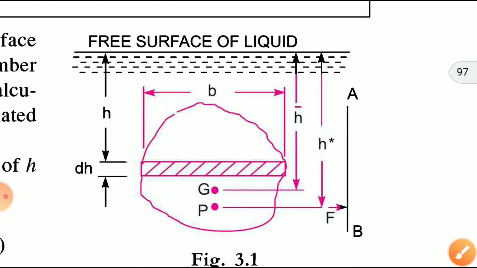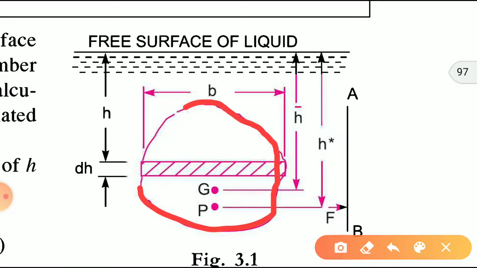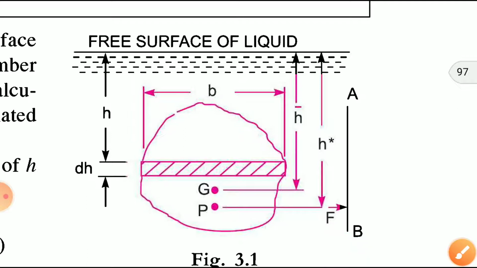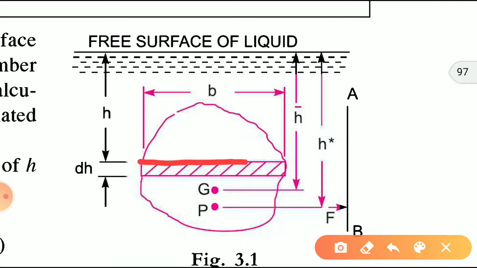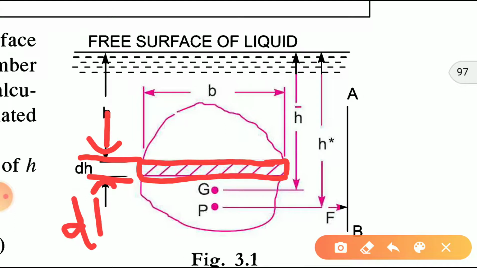For this we will consider the whole surface to be made of n number of small strips. If we divide this surface into n small strips and take one strip arbitrarily, suppose this is the strip which is very small. This elemental strip has thickness dh and width small b.